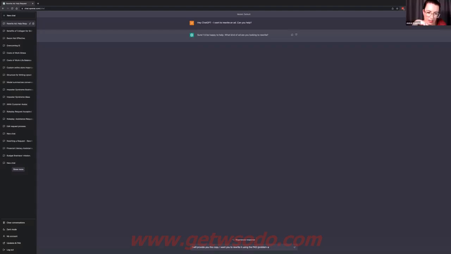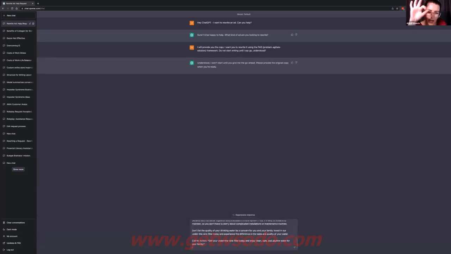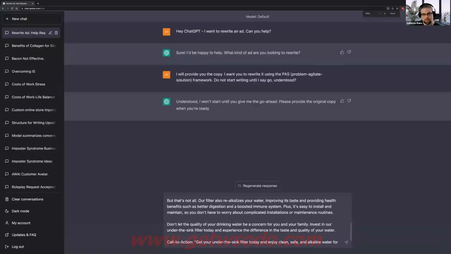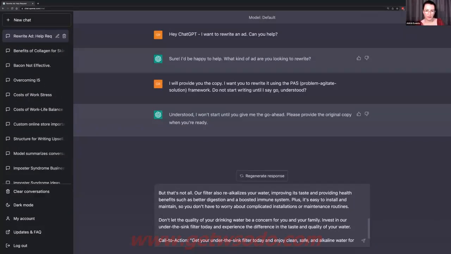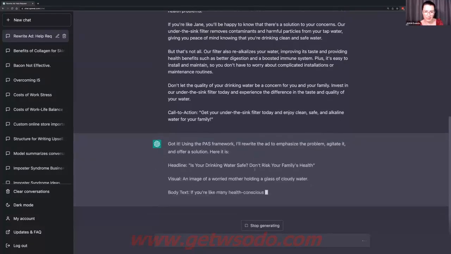Okay, so you're saying you'll provide the copy, you need a problem-solution framework. Yep. Are you able to zoom in on that, like the same way, if you just do that? Aha, there we go. Okay, cool. You can see now. You see how it changed it?